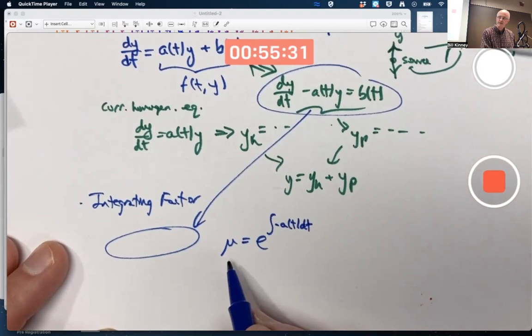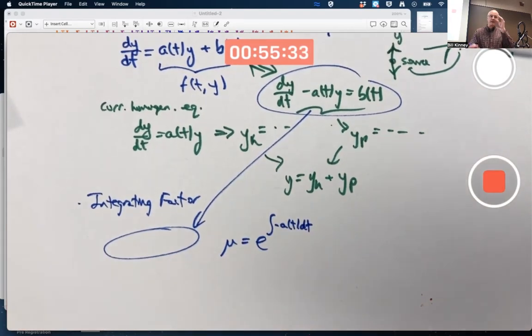Mu is not a constant here, it's a function. It's the integrating factor. You multiply both sides of the differential equation by mu, so it's a factor. And the magic of it is it makes the left-hand side easy to integrate, so it's an integrating factor, by essentially reversing the product rule. You've done that before. You just need to review it.